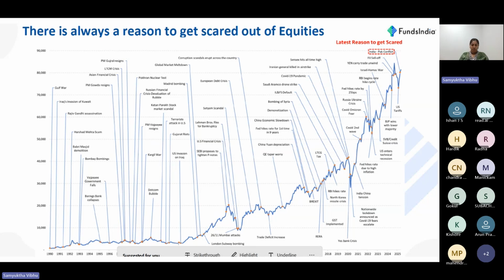We've had US tariffs dominate the headlines. We've had a border skirmish with Pakistan. We've had FII selling. We've had Israel Palestine tensions flare up. So there's always something happening which kind of scares investors out of the market.